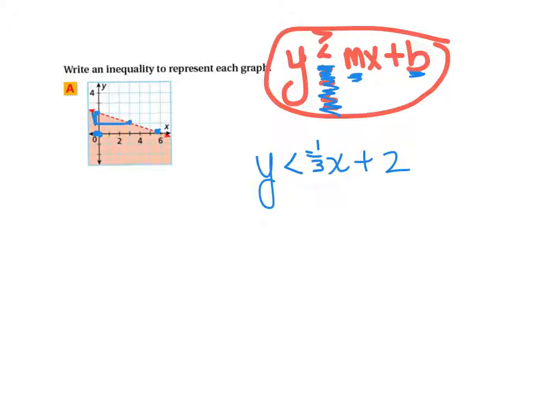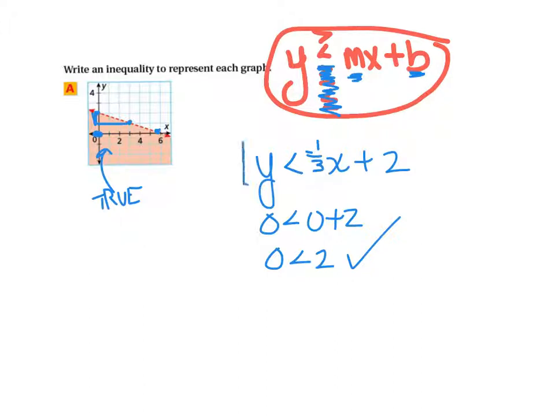If I use the point 0, 0, it should come out true because it's in the shaded spot. The shaded spot is the true area. So if I plug in 0, 0, 0 is less than 0 plus 2. 0 is less than 2. That's correct. So my less than symbol had to be correct. You can try any point. It's sort of like a 50-50 shot at that point. Like I said, looking below the line, it's going to be less than. If it's all shaded below the line, it will be less than. But sometimes it's a little bit harder to tell if it's less than or greater than.